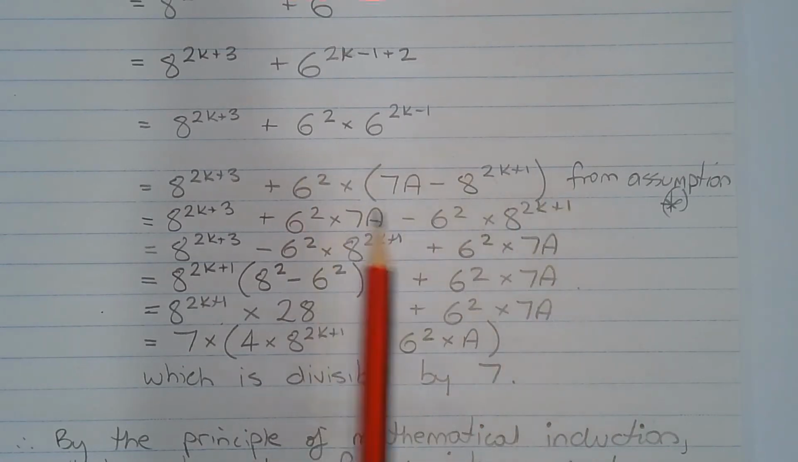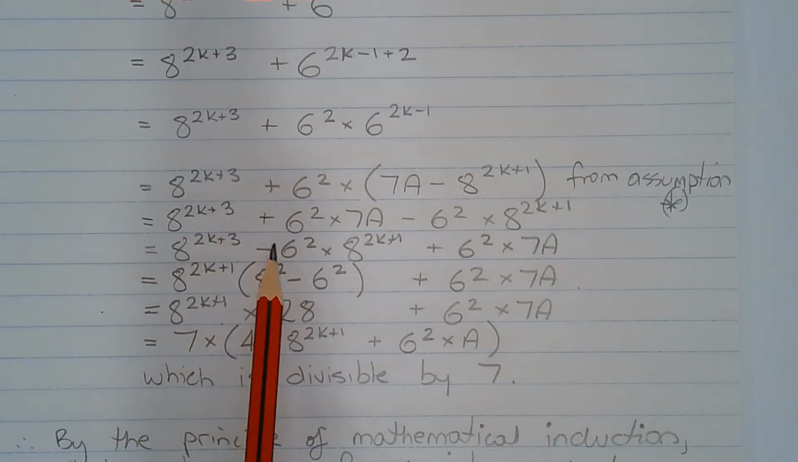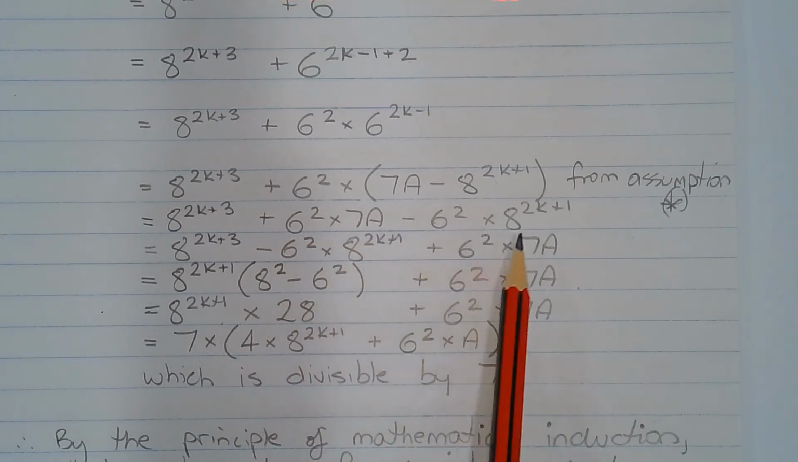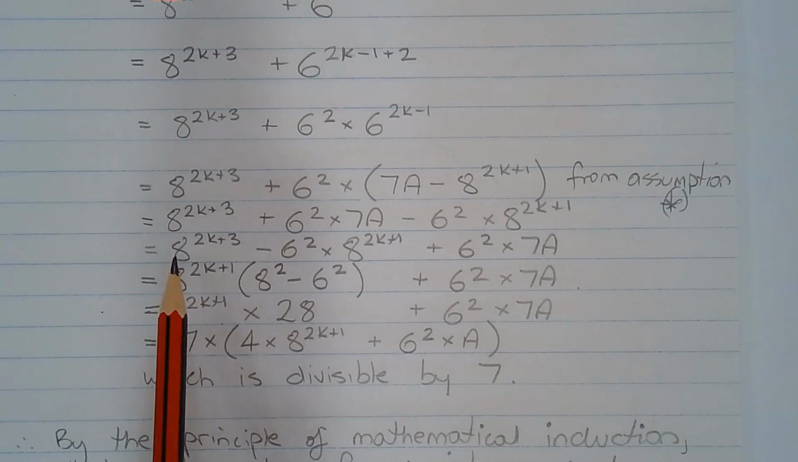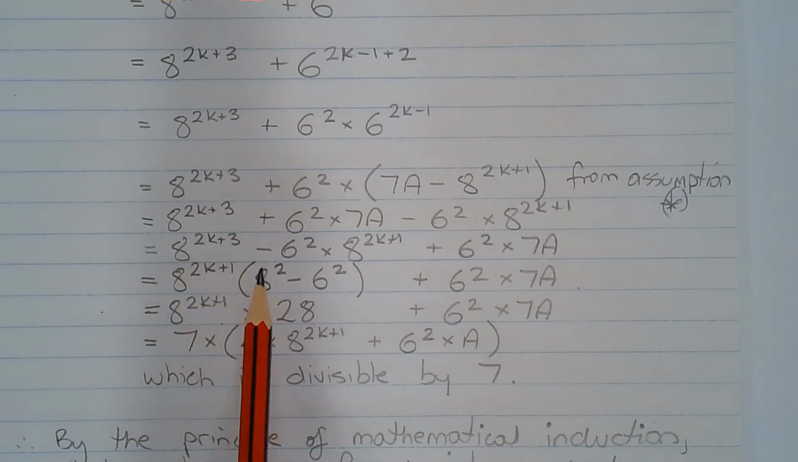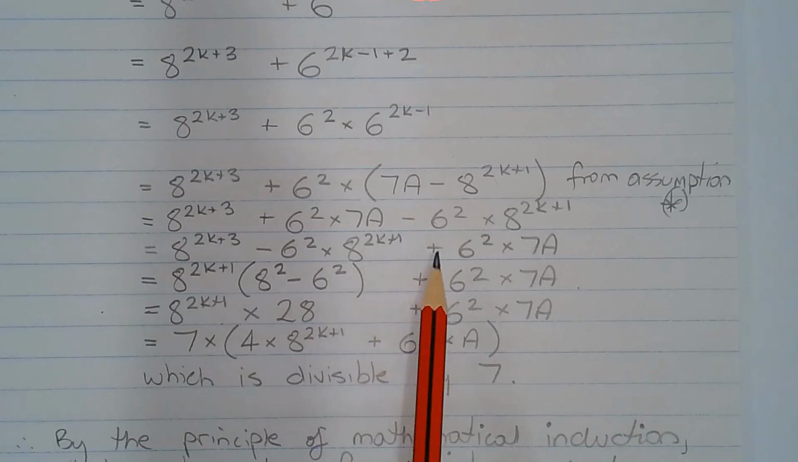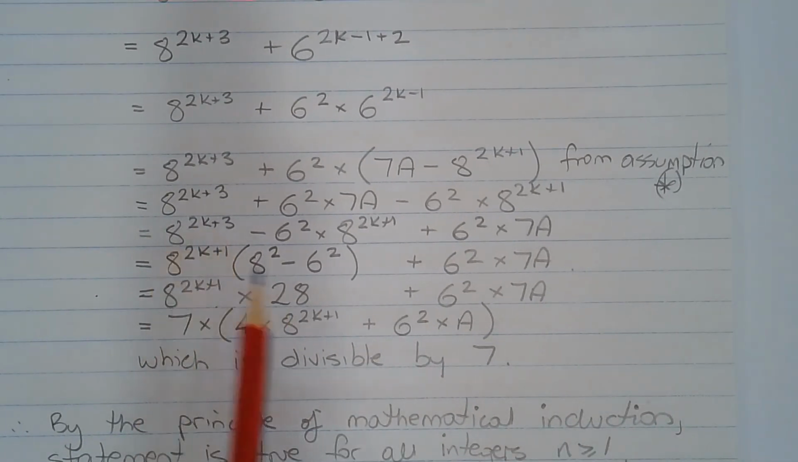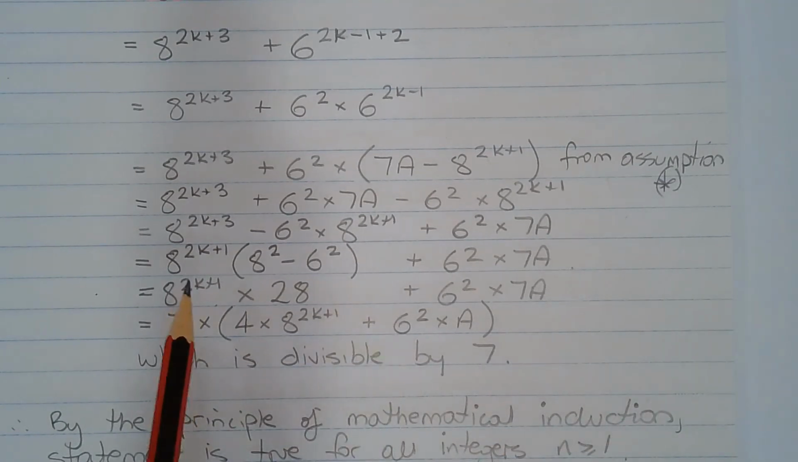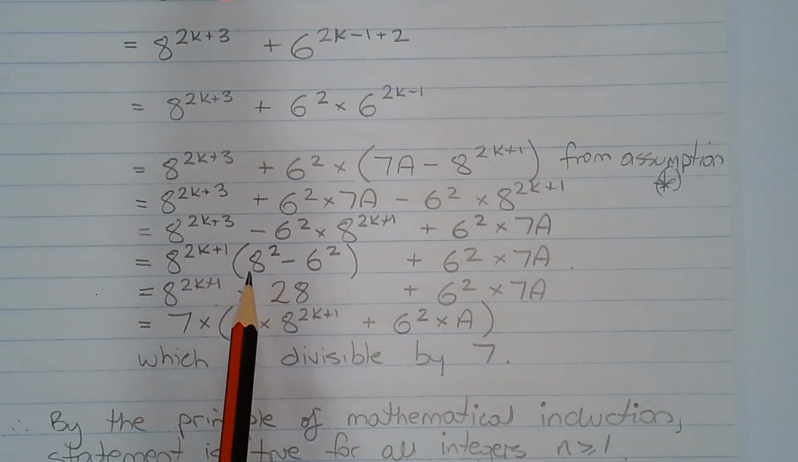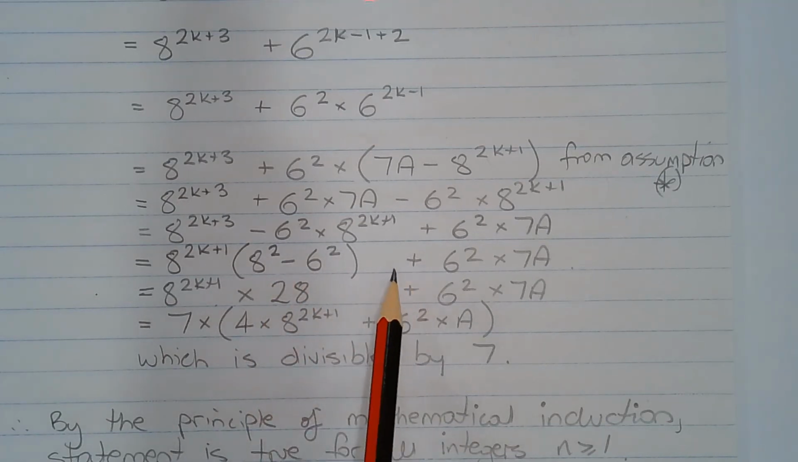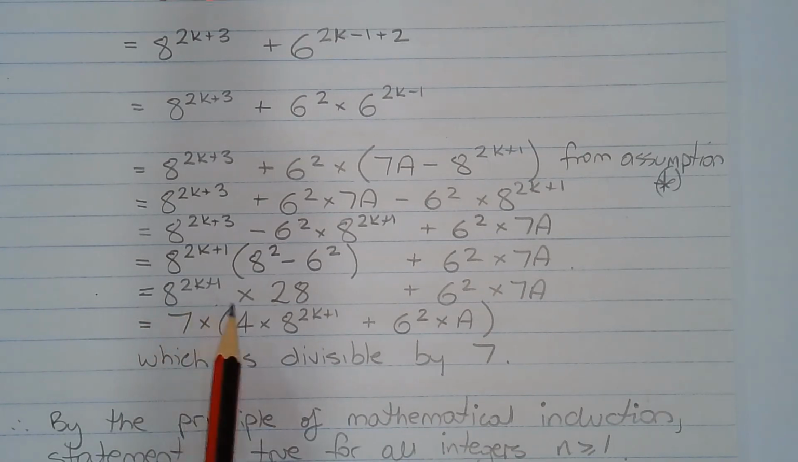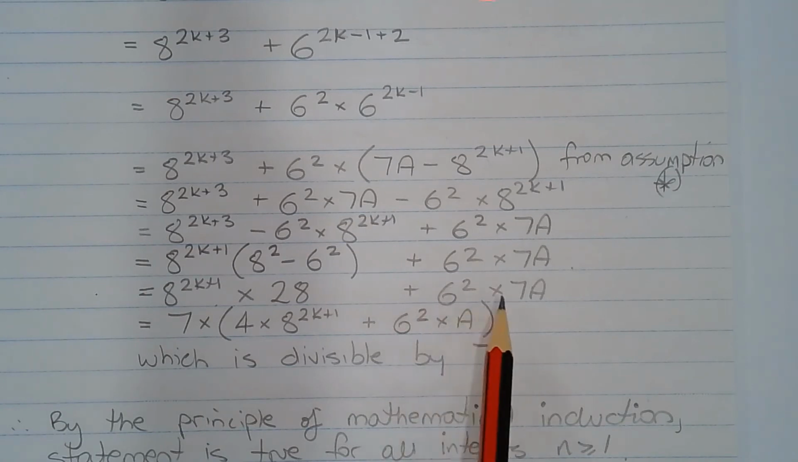Now expanding the brackets, that equals 8^(2k+3) + 6 squared multiplied by 7a - 6 squared multiplied by 8^(2k+1). And that equals 8^(2k+3) - 6 squared multiplied by 8^(2k+1) + 6 squared multiplied by 7a. Now factorising out 8^(2k+1) from this term and this term, that equals 8^(2k+1)(8 squared - 6 squared) + 6 squared multiplied by 7a. That equals 8^(2k+1) multiplied by 28 + 6 squared multiplied by 7a.